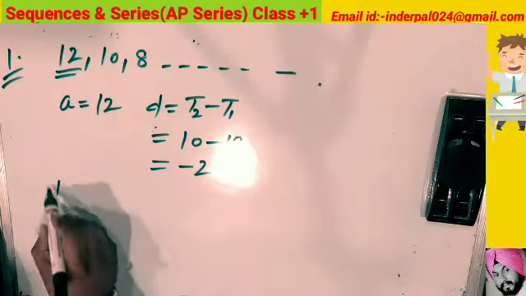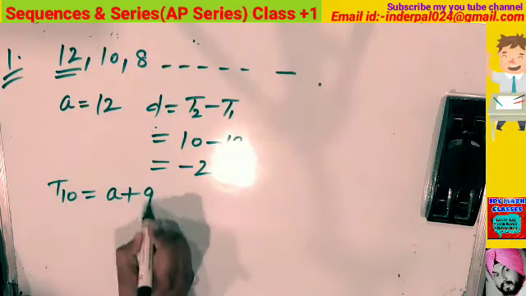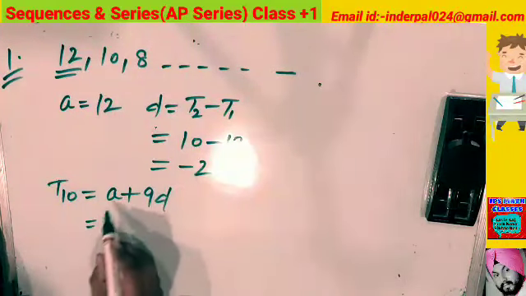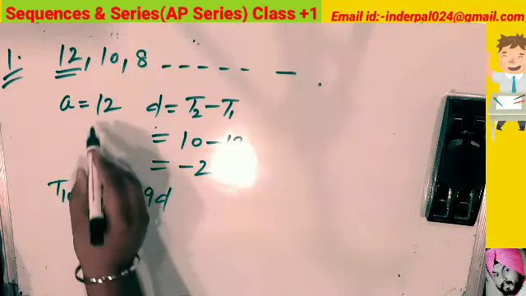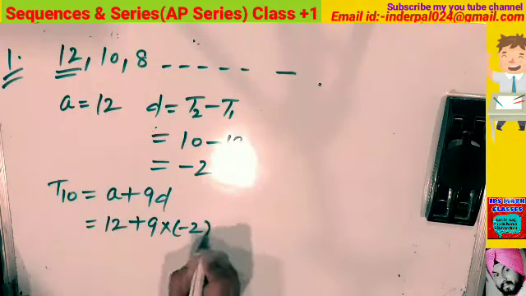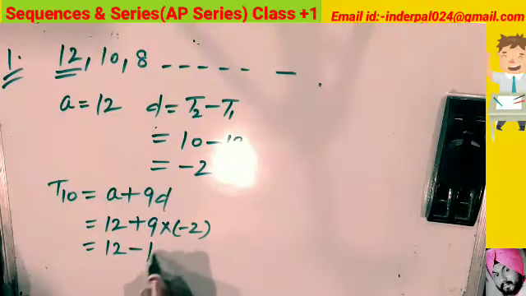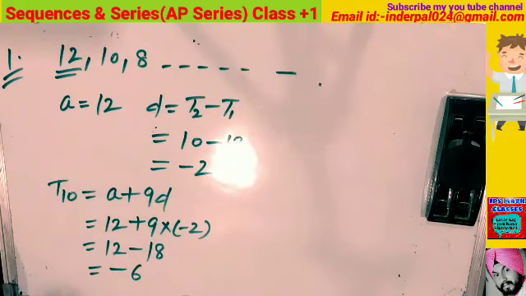We have to find the 10th term. Formula of the 10th term is A plus 9D. So putting the value of A equal to 12, plus 9 into minus 2. 12 minus 9 into 2, which is 18. 12 minus 18 is minus 6. Question number second.